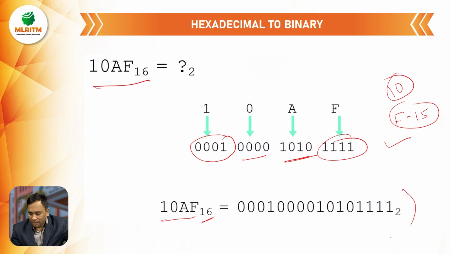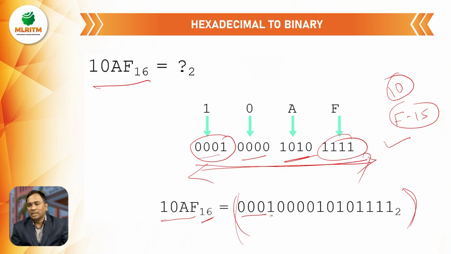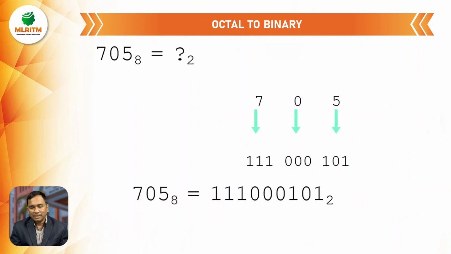Finally, by combining all these values, I got the binary value: 0001, 0000, 1010, 1111. You have to mix all these values. This is a bigger number, and it indicates that my hexadecimal number 10AF is converted into binary format.